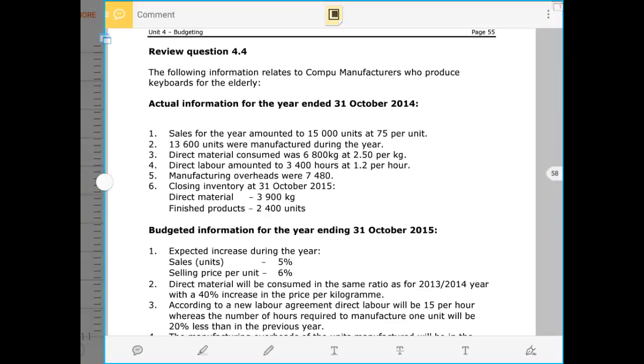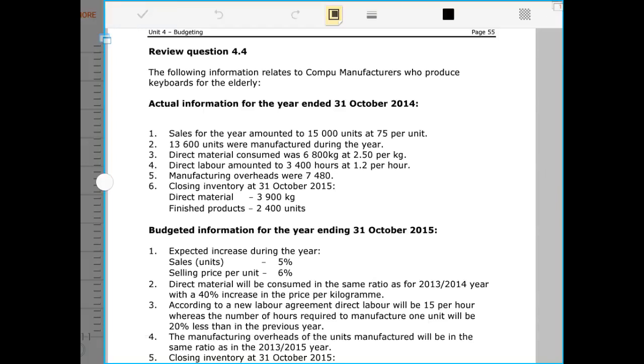Good day, students. This is review question 4.4 on the topic of budgets. It reads as follows. The following information relates to computer manufacturers who produce keyboards for elderly. We are given the actual information for the year ended 31st of October 2014, which means the end of the accounting period for this company is 31st of October each and every year.